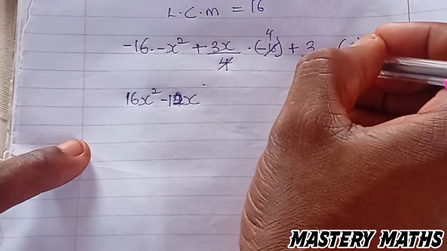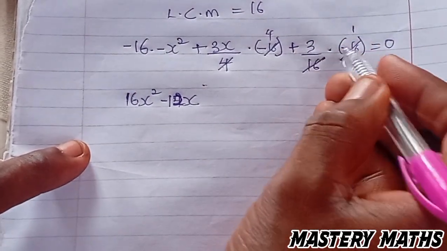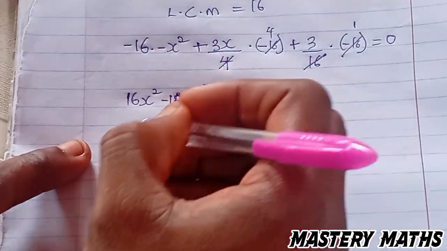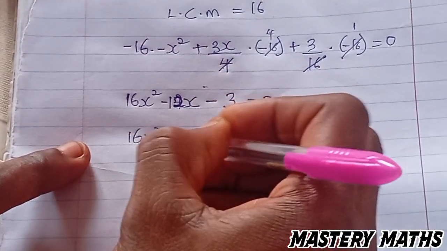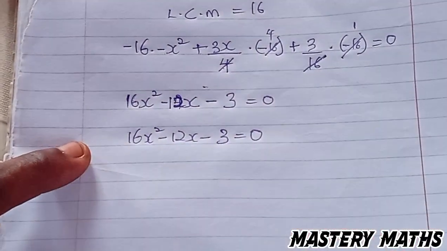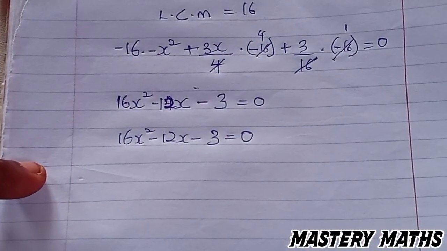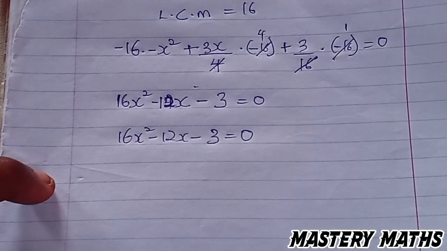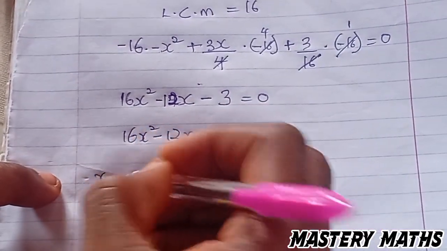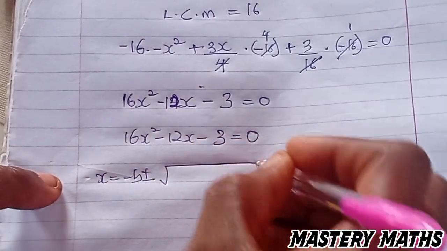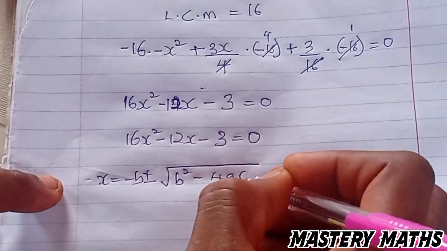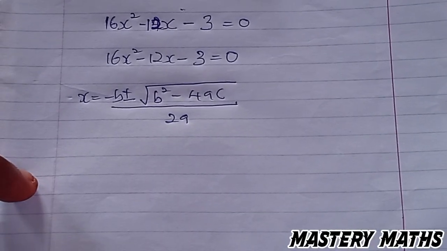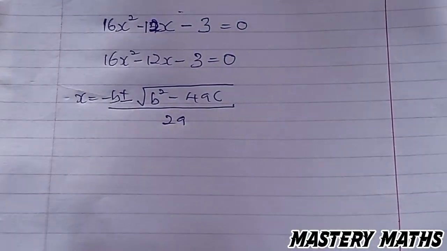What's the next one? You have again 16 going into 16, which gives you 1. Plus times minus is minus. 3 times 1 is 3, equal to 0. So now you see we have 16x squared minus 12x minus 3 equal to 0. Now this brings us to a quadratic expression, which we solve using the formula method. What's the formula method? It's x is equal to minus b plus or minus the square root of b squared minus 4ac, all over 2a. We're going to use this formula to get to the final answer.